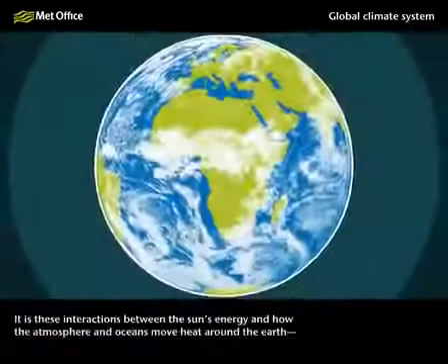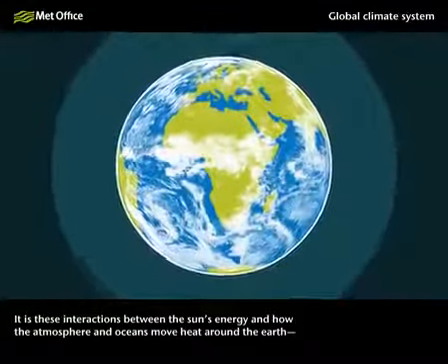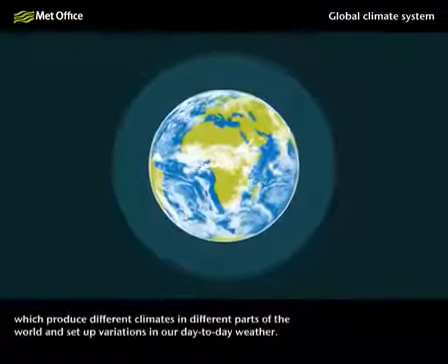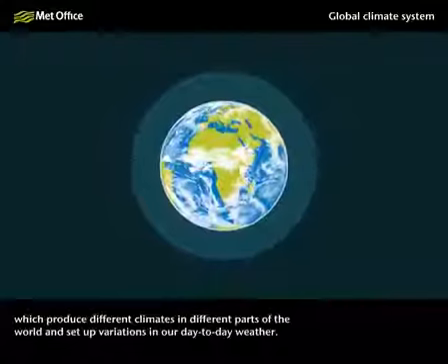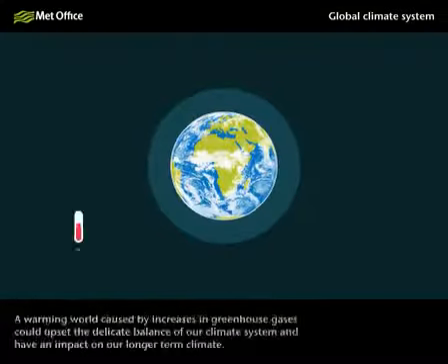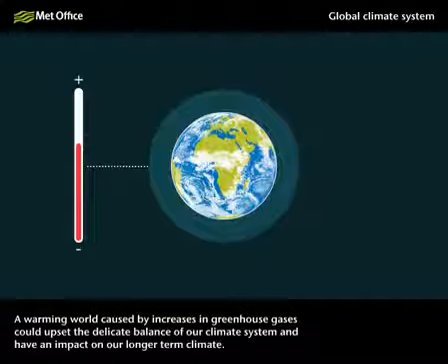It is these interactions between the sun's energy and how the atmosphere and the oceans move heat around the Earth which produce different climates in different parts of the world and set up variations in our day-to-day weather. A warming world caused by increases in greenhouse gases could upset the delicate balance of our climate system and have an impact on our longer-term climate.